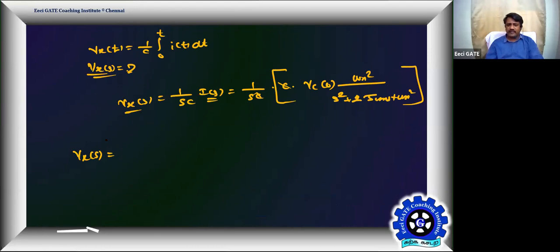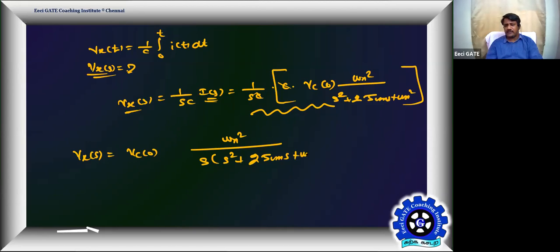That's your Vx of S. One by Fc into I of S. That's all. The challenge is here. You need to do partial fraction. So it's going to be Vc of 0 into omega n square by S into S square plus 2 zeta omega ns plus omega n squared. Check once. Any mistake committed here? That's correct. That's your Vx of S.